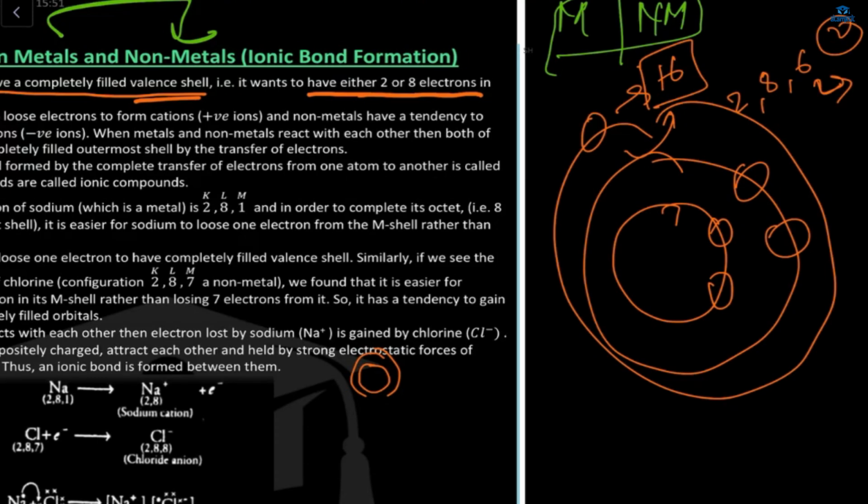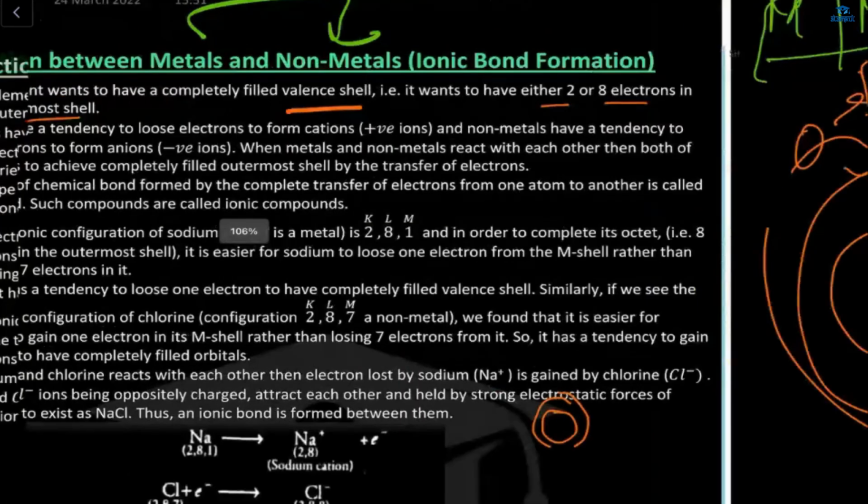Last shell, it can also be 8. Okay. 2, 8, 8, 16, 32, 64, like that. ठीक है? तो यहाँ पर क्या है?